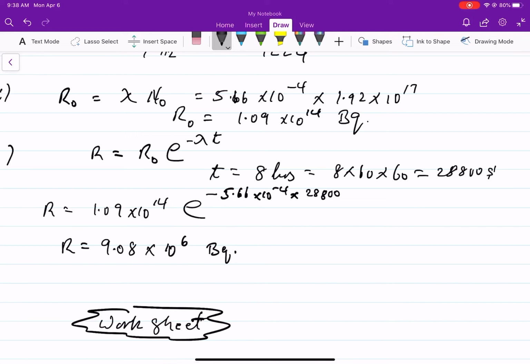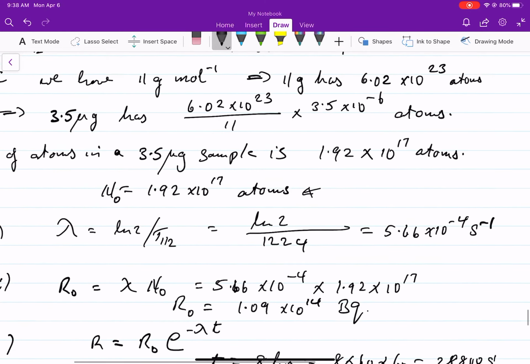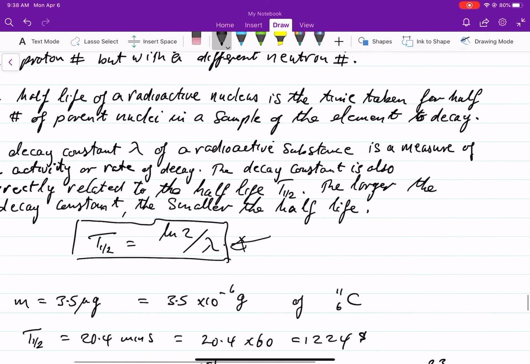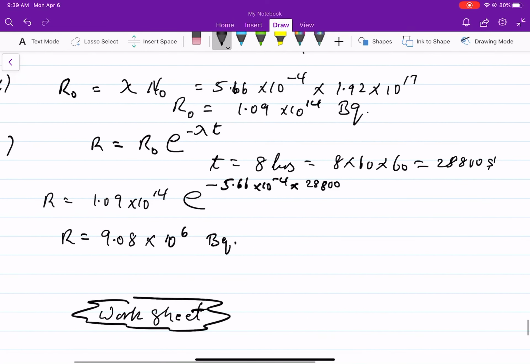All right, what else? And then the last thing they wanted was the activity after 8 hours. Well, we'll simply relate the activity after 8 hours to the initial activity. We'll convert the 8 hours to seconds, and we'll use this equation right there. R is equal to R0 e to the minus lambda t. We already calculated lambda, so it's just plug and chug.